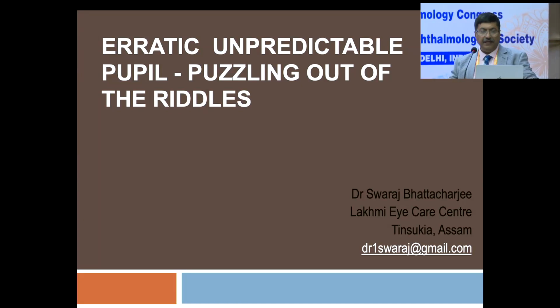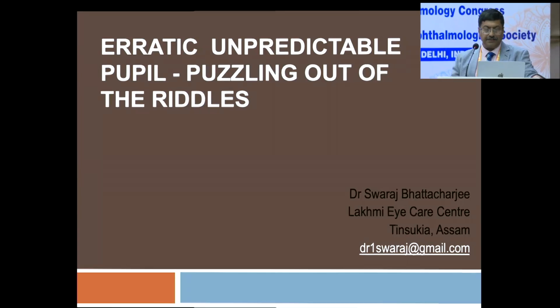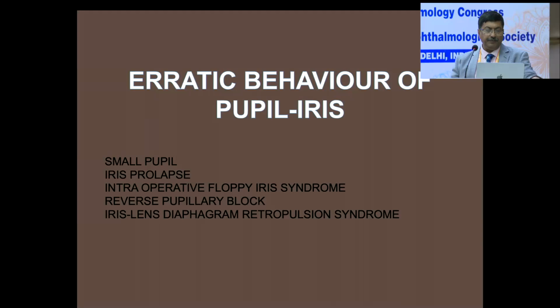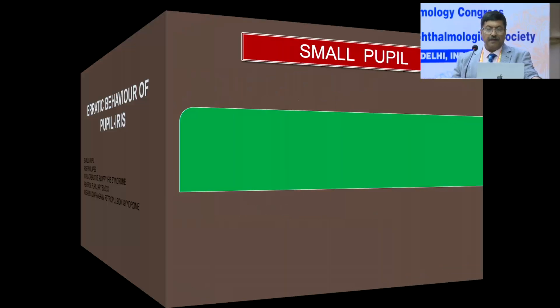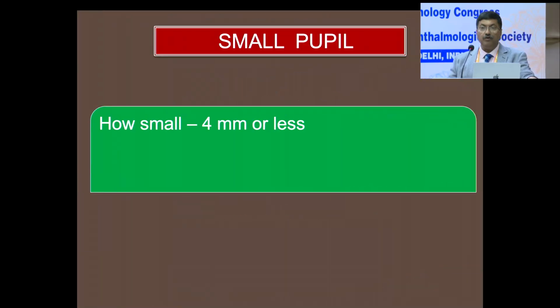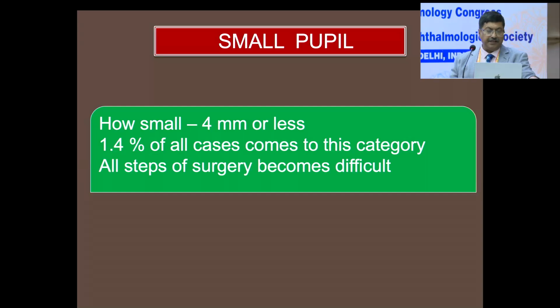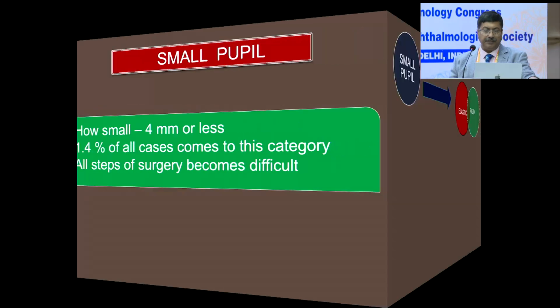My topic is erratic, unpredictable pupils, puzzling out the riddles. No financial interest. Erratic behavior of the pupils may be in the form of small pupils, iris prolapse, intraoperative floppy iris syndrome, reverse pupillary block, or iris lens diaphragm retropulsion syndrome. The small pupils, how small? 4 millimeter or less. 1.4% of all cases come to this category, and all steps of surgery become difficult.